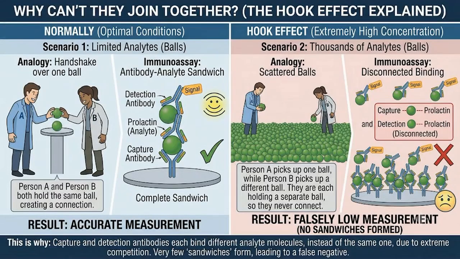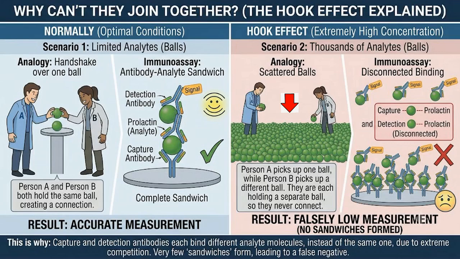Why can't they join together? Imagine two people trying to shake hands by holding the same ball. Normally, person A and person B both hold the same ball, creating a connection between them. Now imagine there are thousands of balls scattered on the floor. Person A picks up one ball, while person B picks up a different ball. Because they are each holding a separate ball, they never connect with each other. No connection is made. This is exactly what happens in the hook effect.